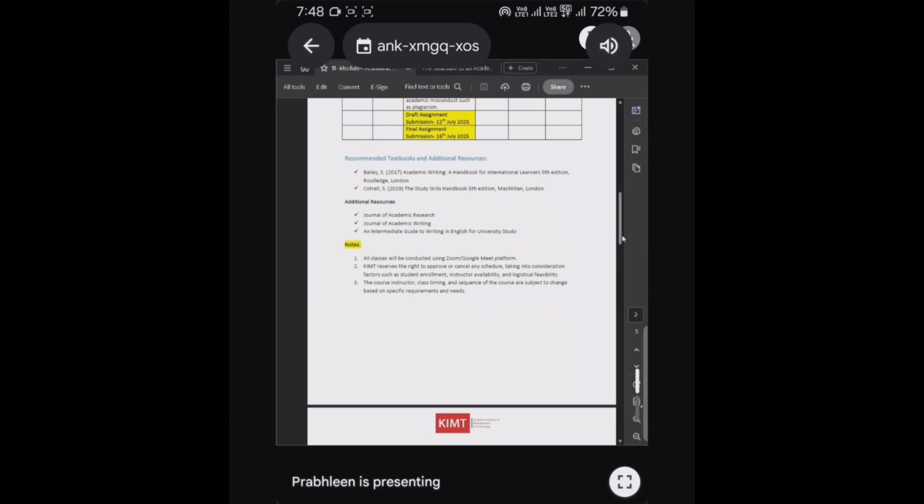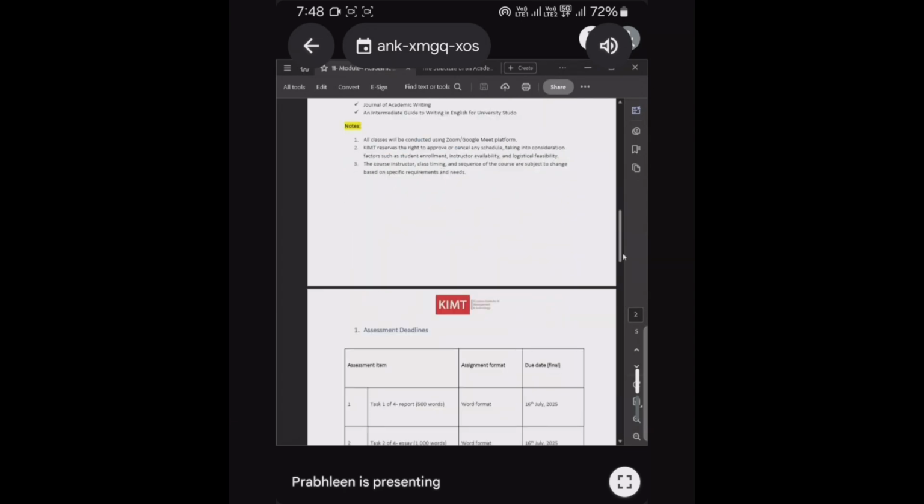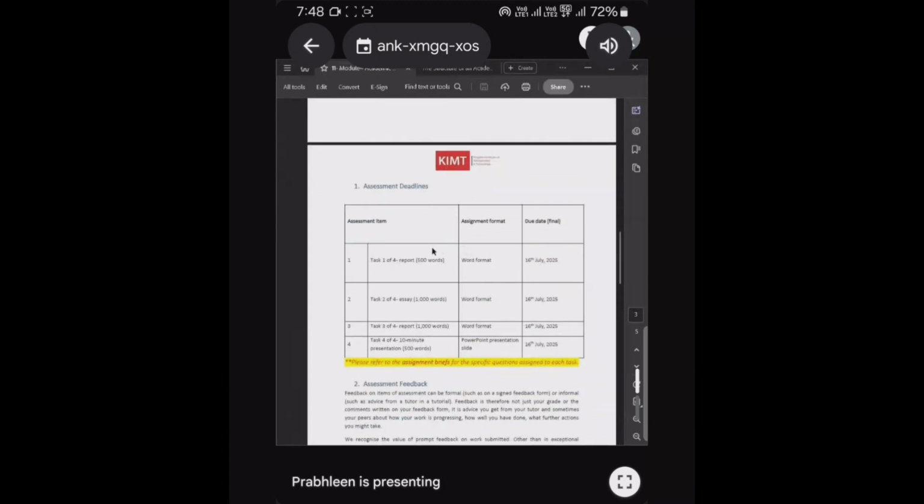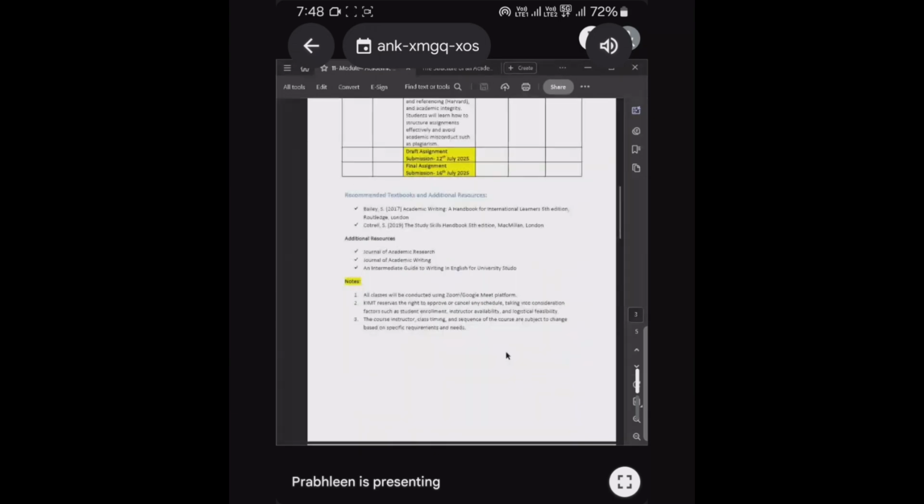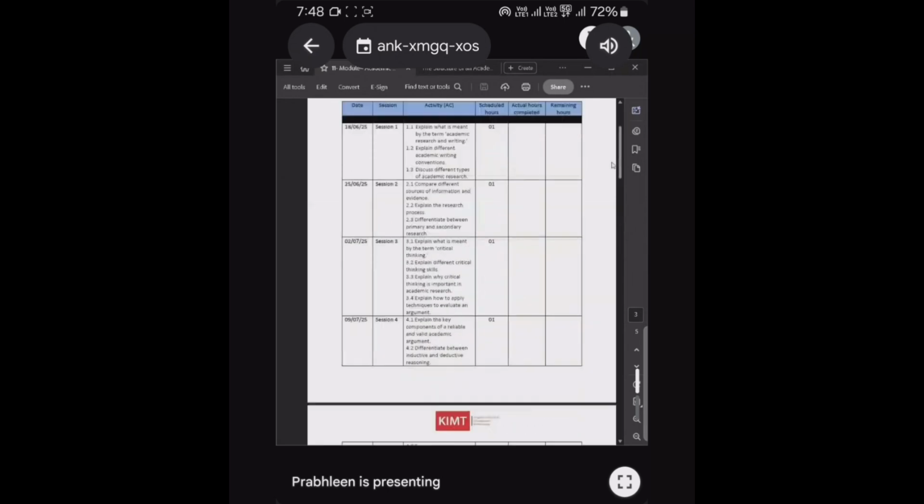So this was all about your assignment brief. I'm sure you have got this. There is a small summary here also. Please make sure that your assignments are in Word format. Please do not submit any PDF files. I can't do anything on a PDF file. So task 1 is a 500 word report. Task 2 is a 1000 word essay. Task 3 is a 1000 word report. And task 4 is a 10-minute presentation. So these are the assignments we have.